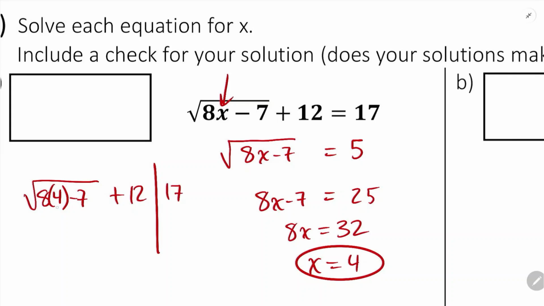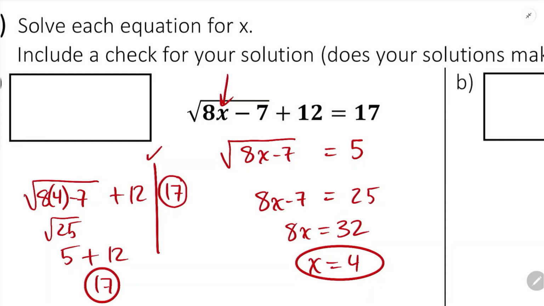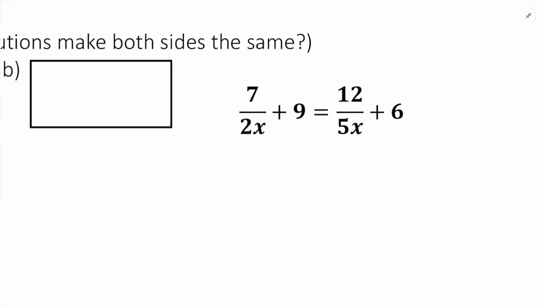Well, 8 times 4 is 32, and 32 minus 7 is 25. So I have the square root of 25, and the square root of 25 is 5. 5 plus 12, what is that? That's 17. You can see it checks completely. Both sides of this equation become the number 17. So when x is 4, both sides become the number 17. That is the solution.